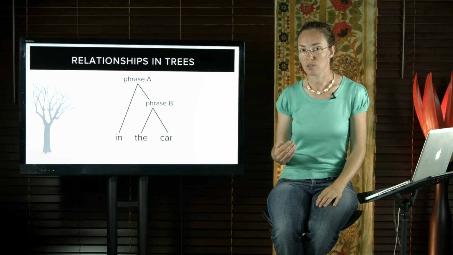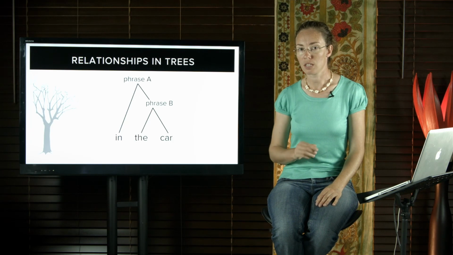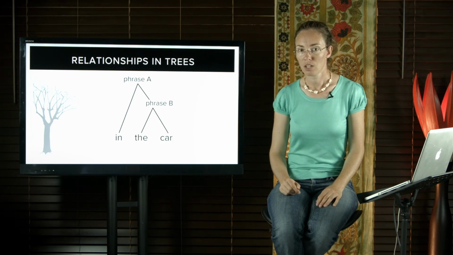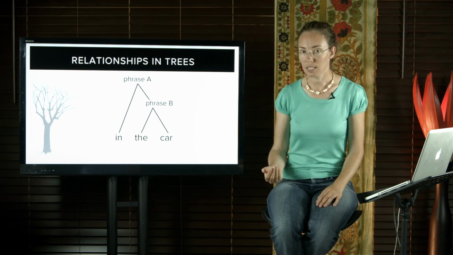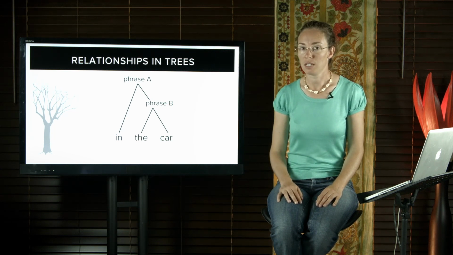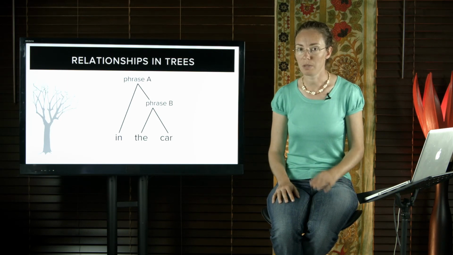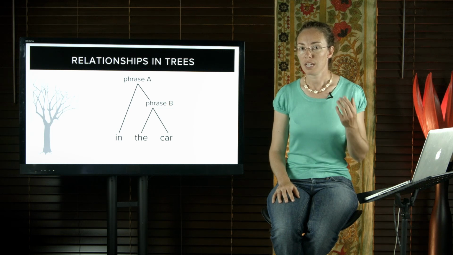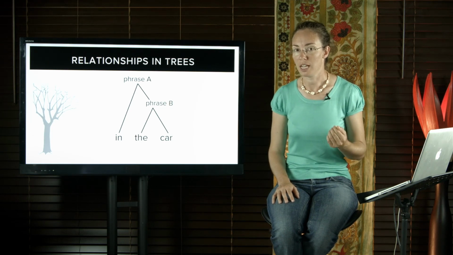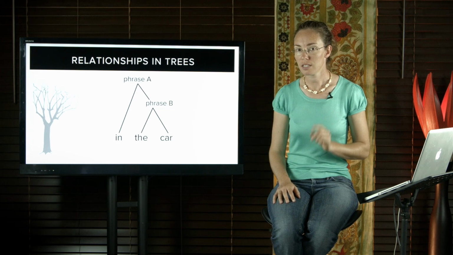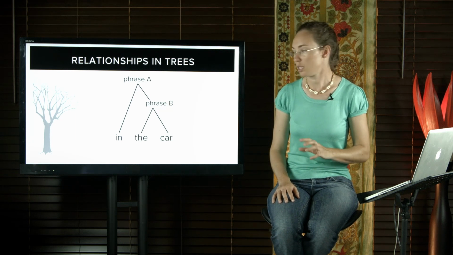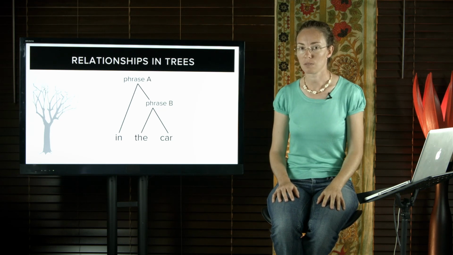So when a phrase is directly above something, we call this immediate domination. Phrase A immediately dominates phrase B and in, but it does not immediately dominate the or car. But it is important to remember that even though it doesn't immediately dominate the and car, it does still dominate these two words because it is above them in the tree structure.